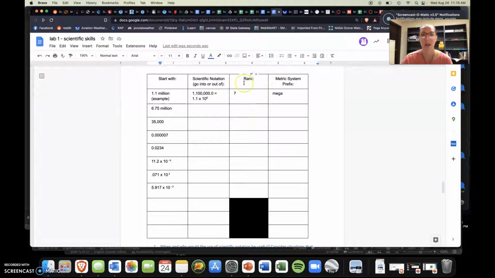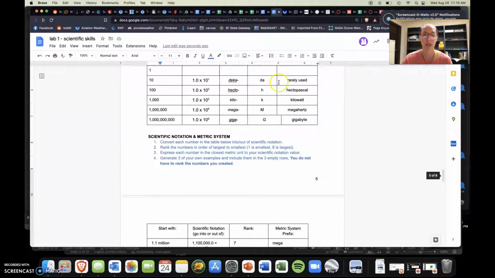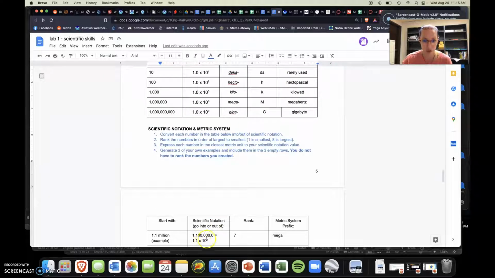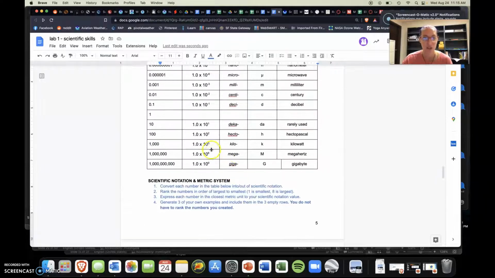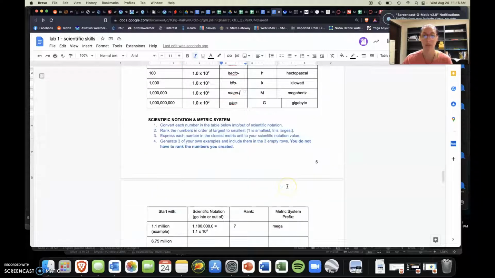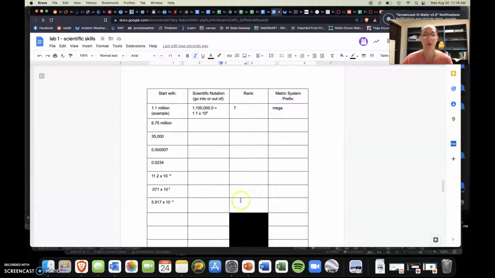And then rank, I'll explain that one in a second, but then what you can do right after that is go right back up to the table, be like, okay, so this is to the exponent of 6, 10 to the 6. So 10 to the 6 is associated with mega. There we go. So then my prefix would be mega. So once you've put all of these numbers either into or out of scientific notation, then you'll refer back to the exponent and rank them that way.